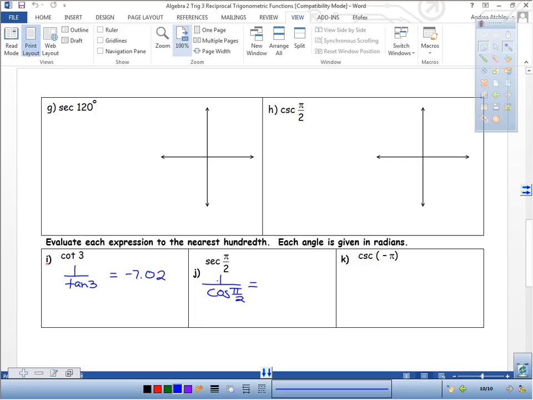Let's do the cosine of pi over 2. That'll be easier. Okay, cosine of pi over 2. Did you guys get that? You should get 1 over 0 then. What's 1 over 0? Undefined. That's why you got an error when you first did it. You can't divide by 0, so that's undefined. Does that make sense?